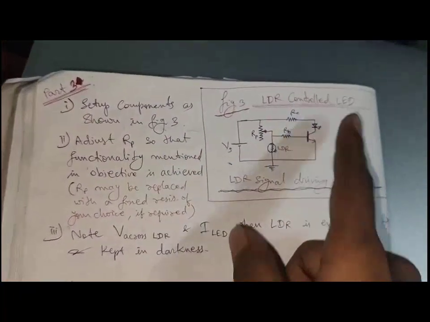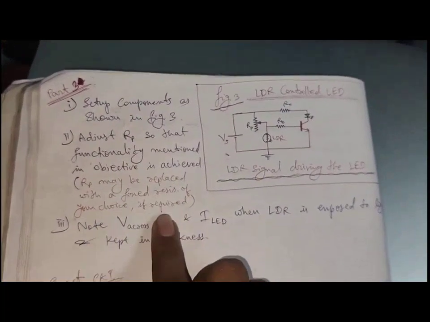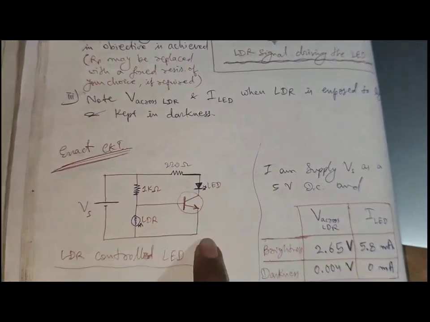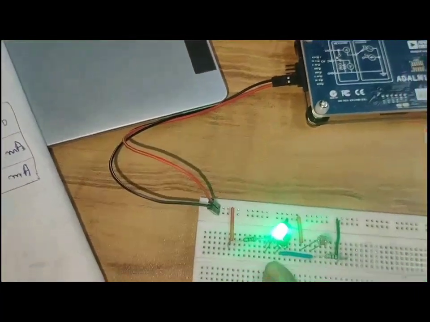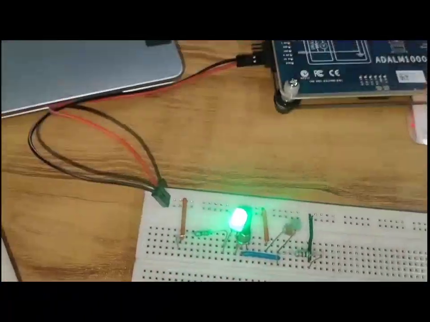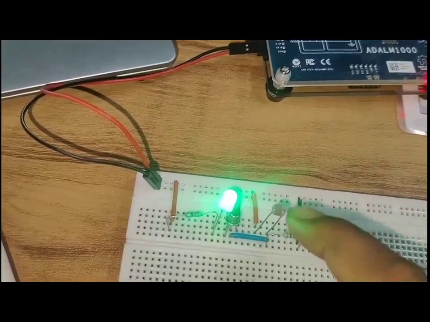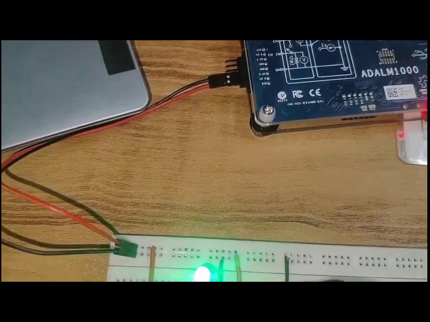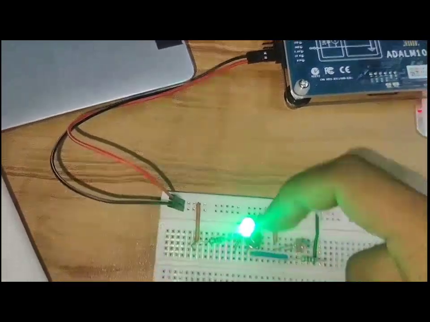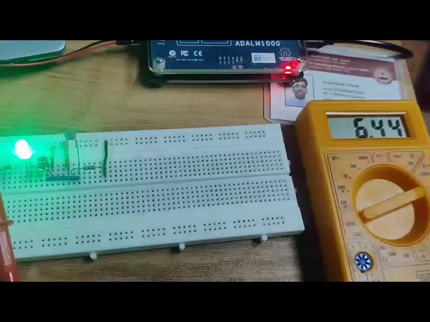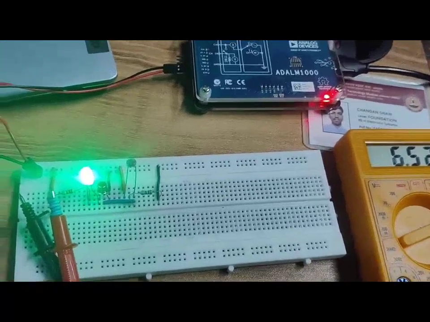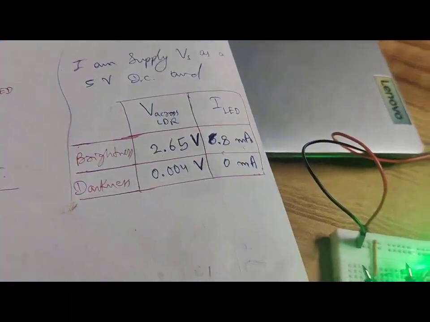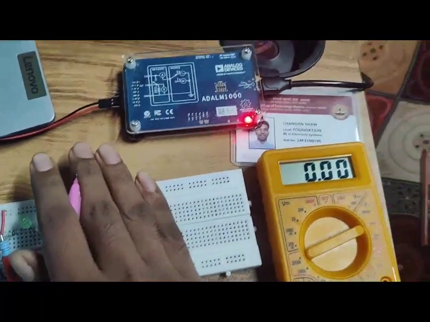This is the manual, and RB may be replaced later, so I replaced it with 1 kilo ohm, and there is the circuit, and now we are measuring. You can see the base terminal is connected here in the node, the LDR is connected to VCC, and the resistor is connected to the ground. I connected as shown in the figure. Now I am going to measure IC. You can see 6.8 in on condition. The off condition is 0.